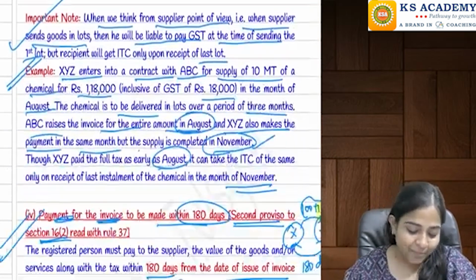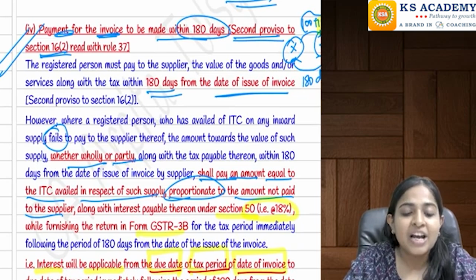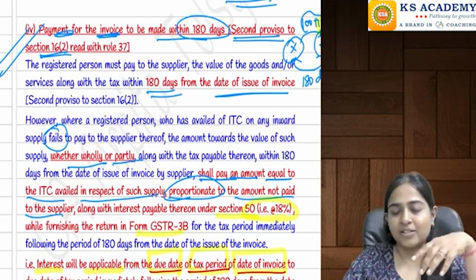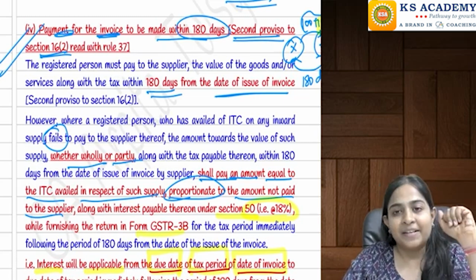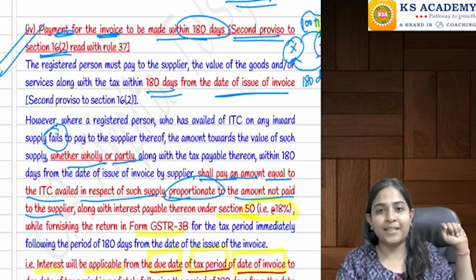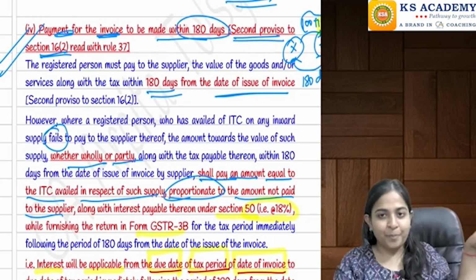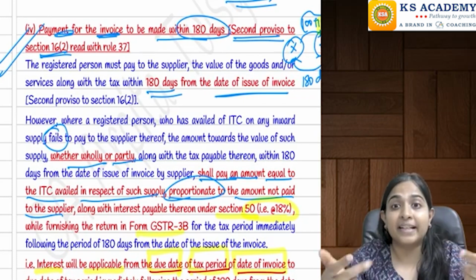Then the next proviso to the same section number 16 subsection 2. Let's say the supplier has sold the goods to me, that is the recipient. I will take the ITC. But can I say I am also required to make the payment to the supplier? He sold me the goods. Can I say it is purchases for me? So I have to pay the consideration to the supplier. What if I don't pay the amount to the supplier? From where will he pay the tax to the government?